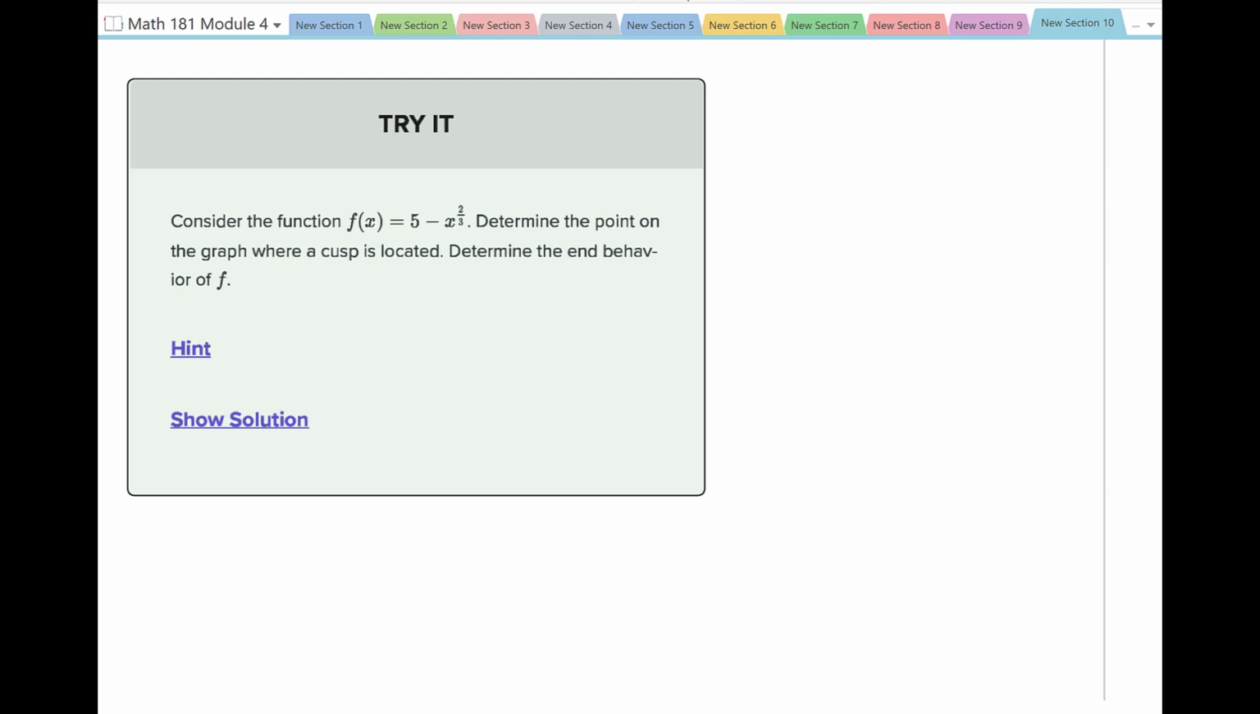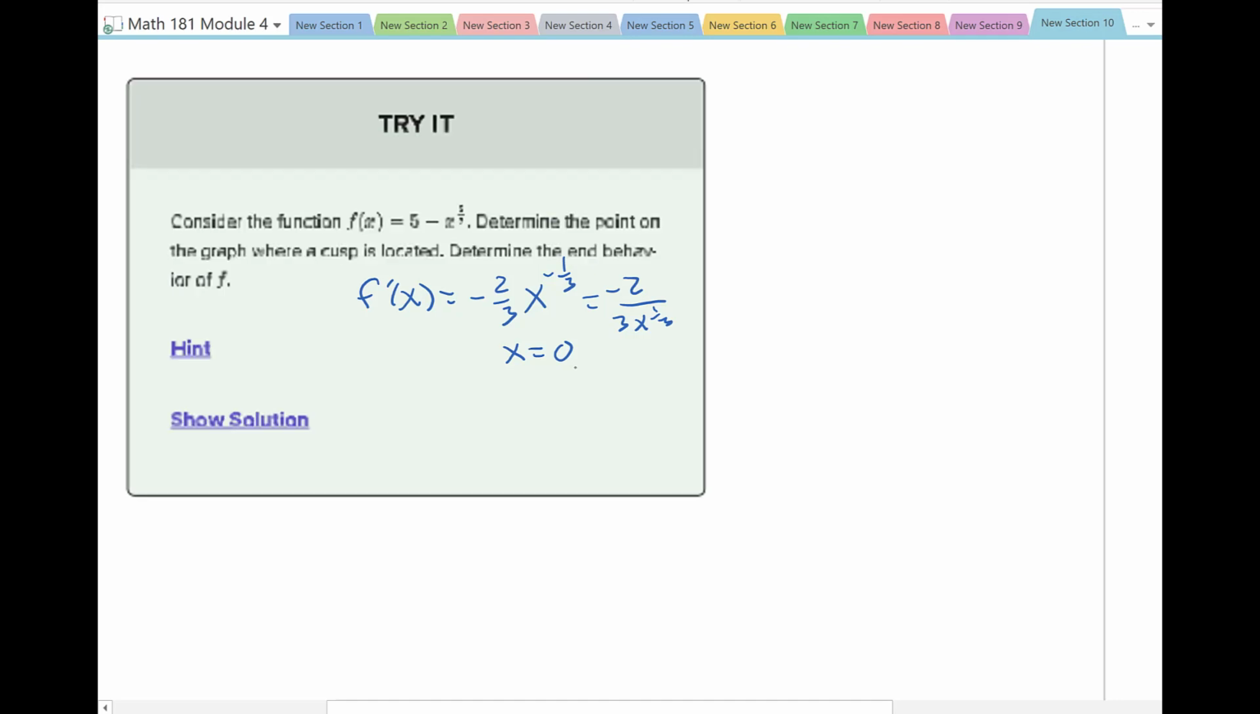Okay, so our f prime is going to be negative 2/3 x to the negative 1/3. So that 5 goes away in the derivative. So x equals 0, because that'd be in the denominator. That's like saying negative 2 over 3x to the 1/3. X equals 0 is where this cusp will have to be located, because it's the only place where there is a critical number. So if we look at f of 0, that's going to be at 0, 5.